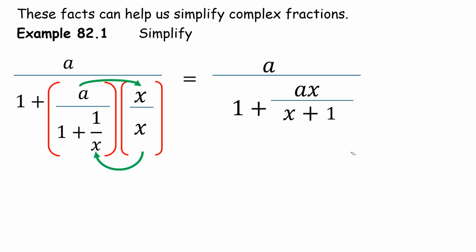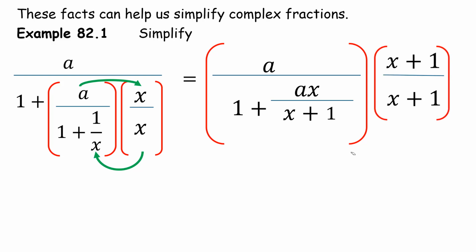All right, so now I have simplified this fraction somewhat. It is still complex, though, because it still has a fraction in it. So the fraction ax over x plus 1 is still a problem. But if I multiply this whole fraction, top and bottom, by x plus 1, that will cancel that x plus 1 out.